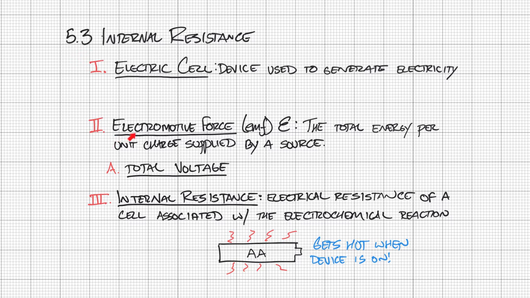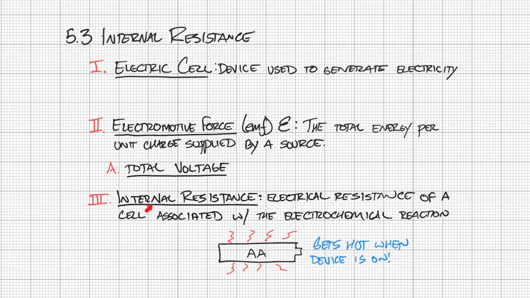Second is something called electromotive force. Now, this can be confusing because there's not actually a physical force that's pushing things necessarily. It's shorthanded as EMF, and we symbolize it with this curly E here, and it's the total energy per unit charge supplied by a source. And really, it's just a fancy way of saying it's the total voltage in a circuit, and this will make sense as we go through some examples.